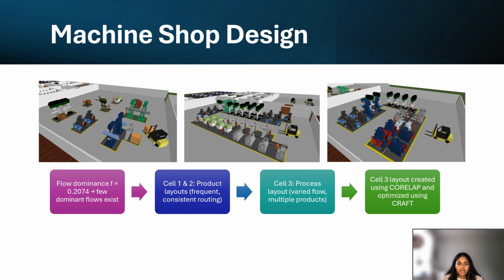To structure this cell effectively, we first applied the Corelap algorithm to group related machines based on flow relationships. Then we used Craft to further refine the arrangement and minimize material handling costs, which ensures a logical and efficient layout for different production needs.